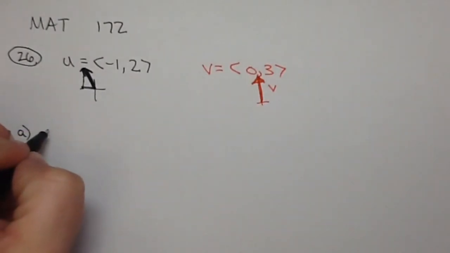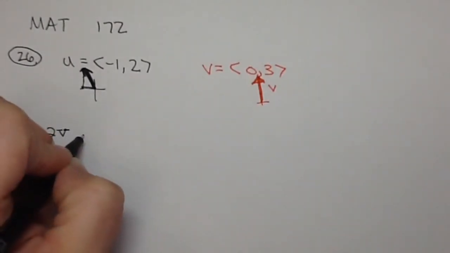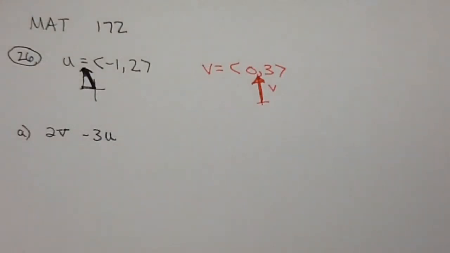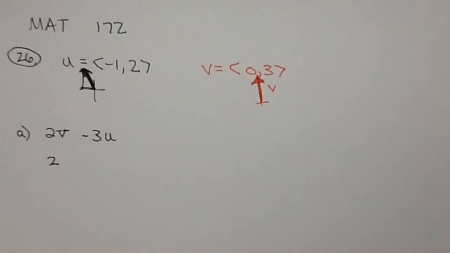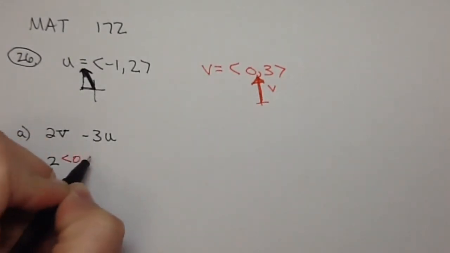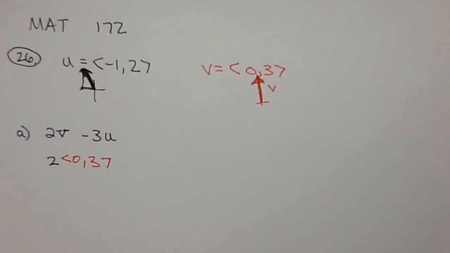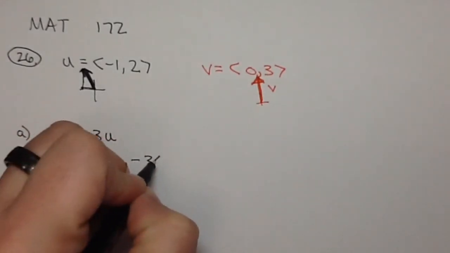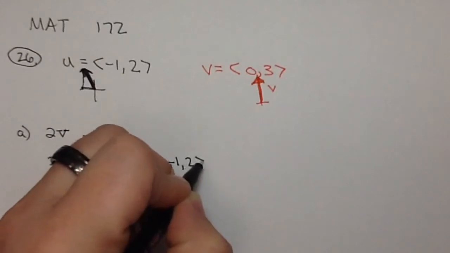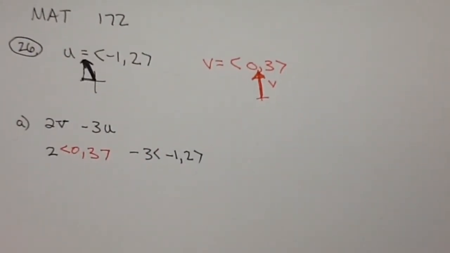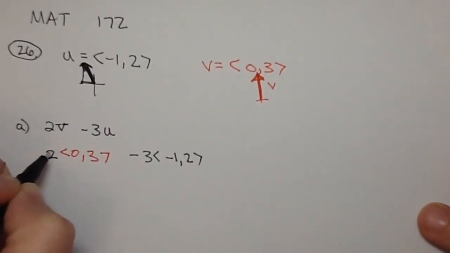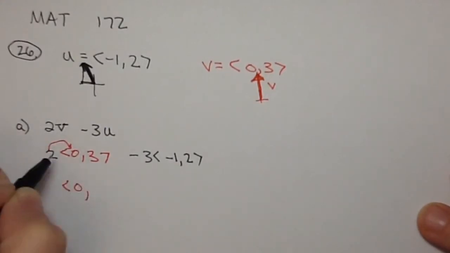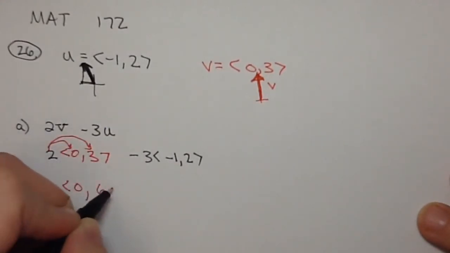2v minus 3u. So we're just going to write that down. That's 2 times 0, 3 minus 3 times -1, 2. Okay, so I know it looks weird, but we're just going to keep doing what we were doing. We know how to distribute. 2 times 0 is just 0, and 2 times 3 is 6.